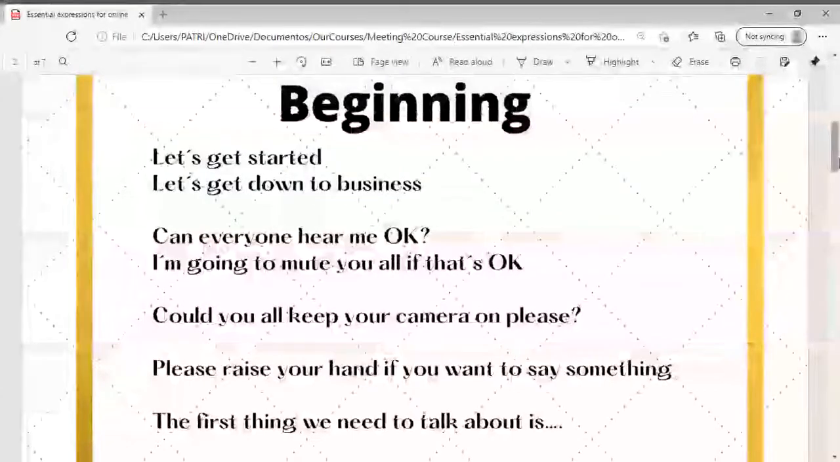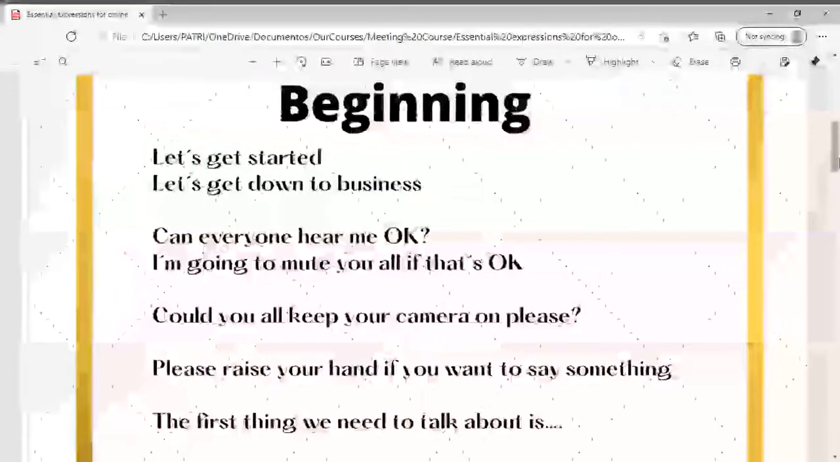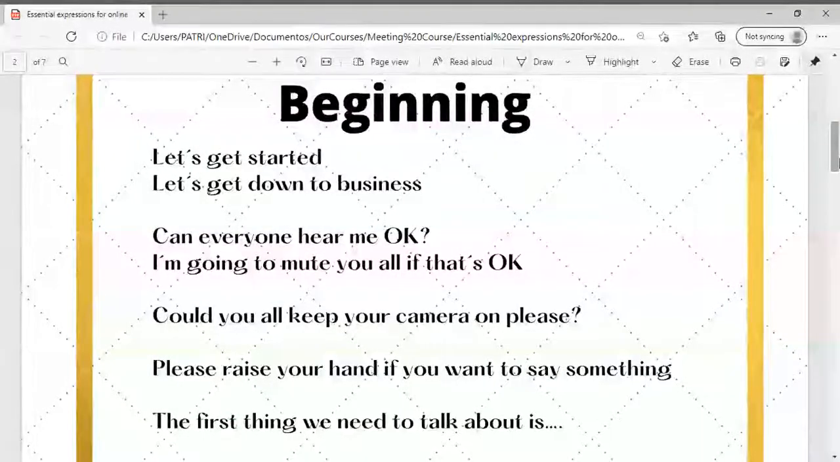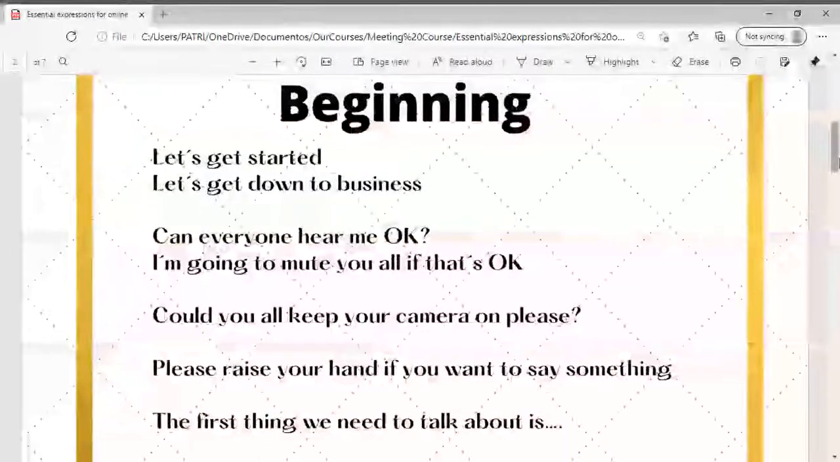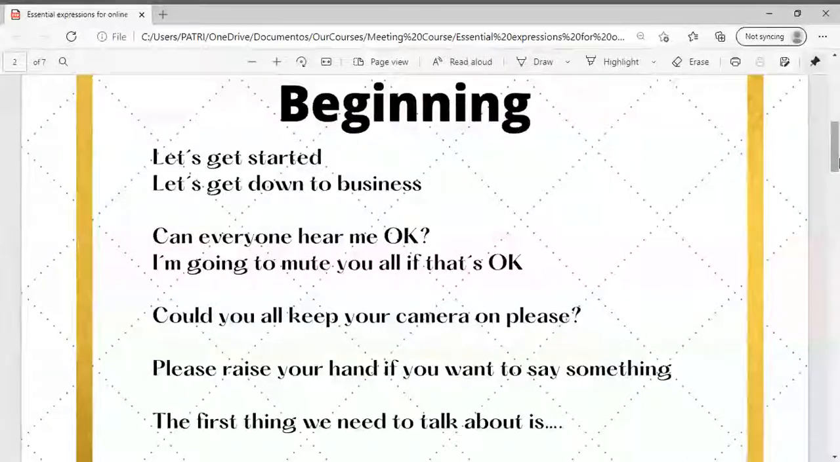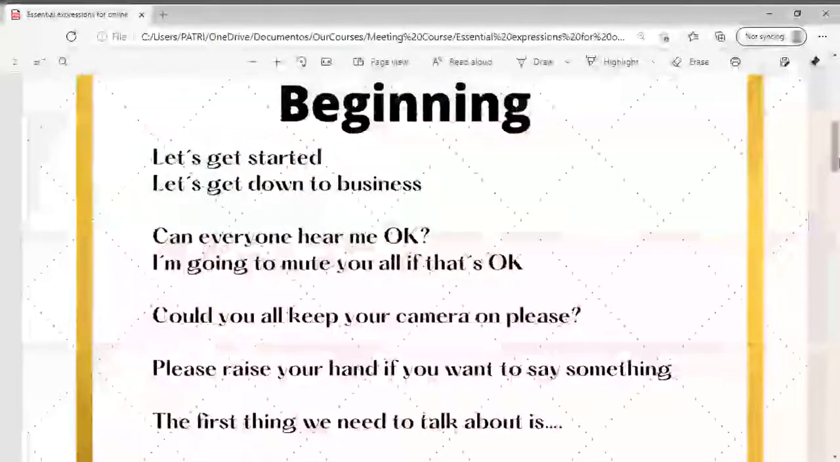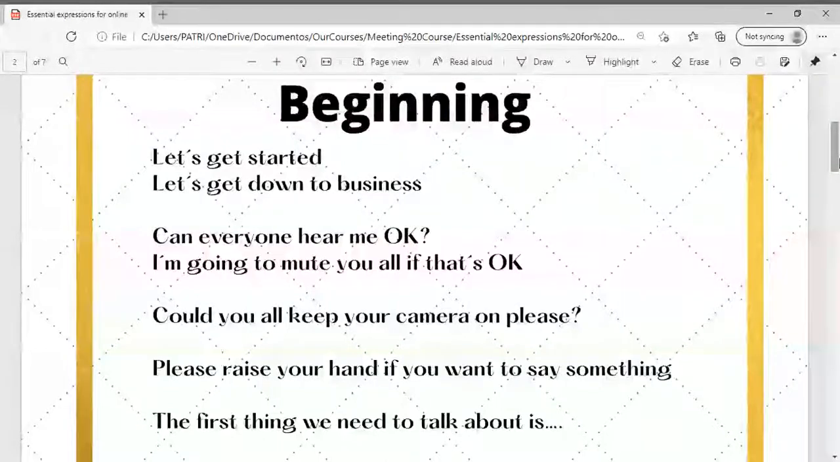Be careful if you use this because some people say, let's get down to the business, or little mistakes like that. If you're not going to use it properly, better not to use it. So learn it properly and use it properly, okay? It is okay to make mistakes, of course, but if you're going to use advanced expressions, use them properly, you know? So let's get started. Let's get down to business. And then the meeting is started.